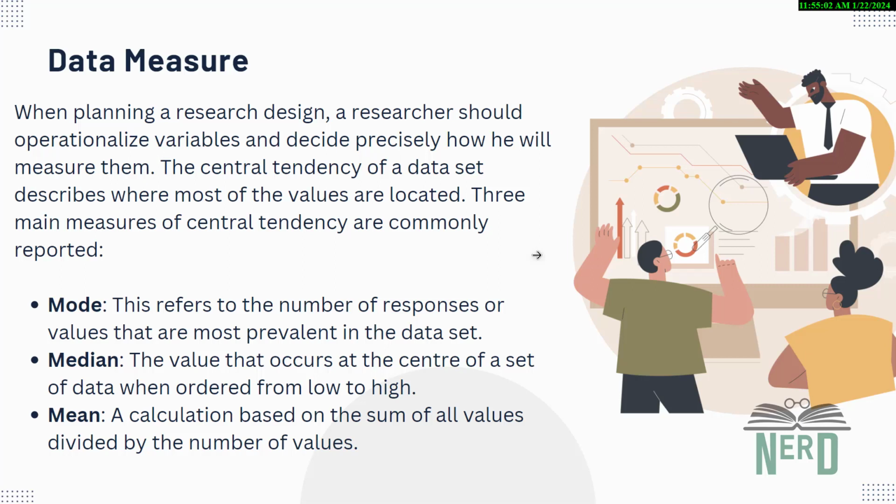And then next is median. Imagine lining up all your numbers from smallest to biggest. So the median is the one chilling right in the middle. If you have an odd number of values, it's easy to spot, right? With an even number, you just take the average of the two middle guys. And mean is what? This is your classic average. Add up all your numbers and divide by how many numbers you have. It's like finding the average height of your class.